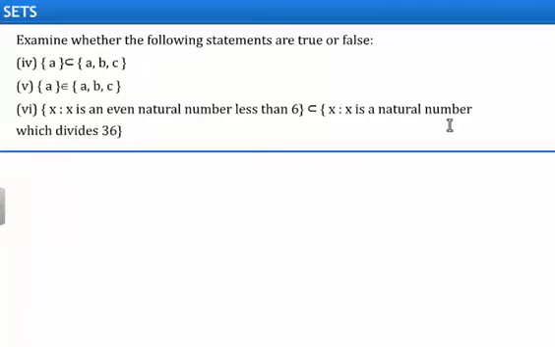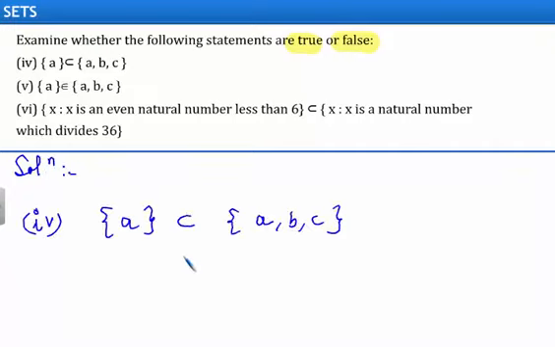In this question, you have to say whether the given statements are true or false. Let's begin the solution of this question. The statement given in the fourth part says, the set containing the only element A is a subset of the set containing the elements A, B and C.